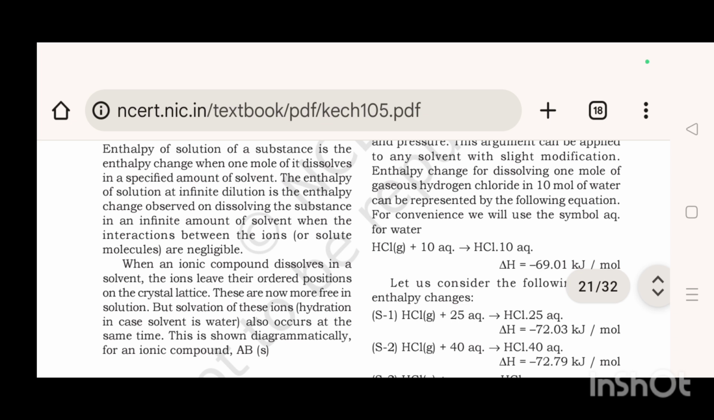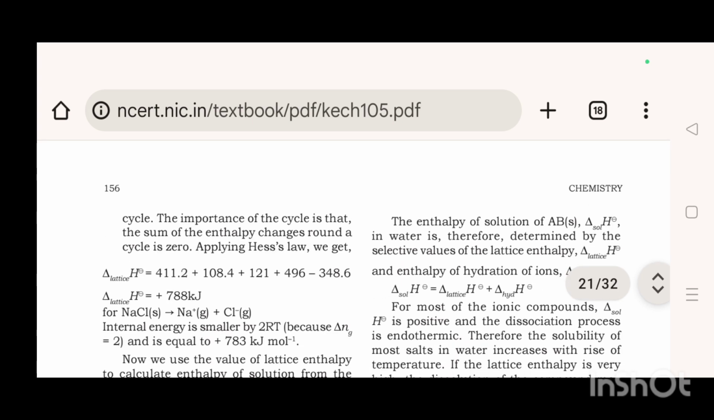When an ionic compound dissolves in a solvent, the ions leave their ordered position on the crystal lattice. These are now more free in solution, but solvation of these ions also occurs at the same time. This is shown diagrammatically for an ionic compound AB. The enthalpy of solution of AB in water is therefore determined by the respective values of the lattice enthalpy and enthalpy of hydration of ions.